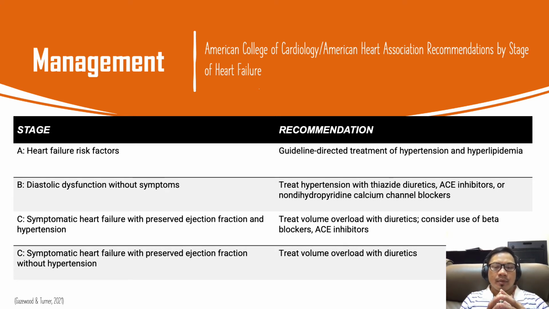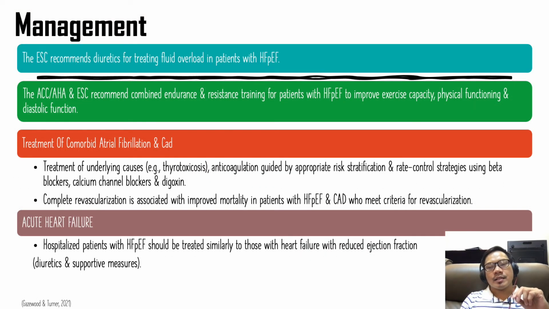Consider use of beta blockers, ACE inhibitors, and symptomatic heart failure with preserved ejection fraction without hypertension. Just treat volume overload with diuretics. The ESC recommends diuretics for treating fluid overload in patients with heart failure with preserved ejection fraction. So they recommend combined endurance and resistance training for patients with preserved ejection fraction to improve exercise capacity, physical functioning, and diastolic function. Treatment of comorbid atrial fibrillation and CAD.